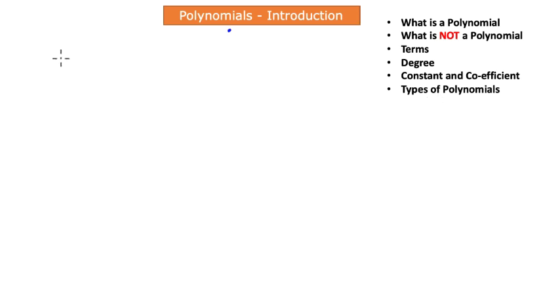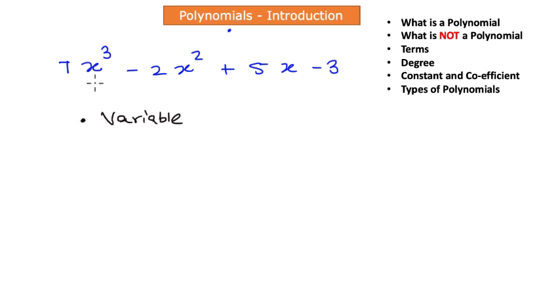Let us begin by writing a very general example. So my first example is 7x cubed minus 2x squared plus 5x minus 3. One critical component of this expression is what is known as a variable. Variables are components of this expression that do not have any specific value. That means they can vary in their value and hence they are called variables. So x cubed or x squared, x, all of these are variables. But we will say that all of them have only one single variable, that is x.